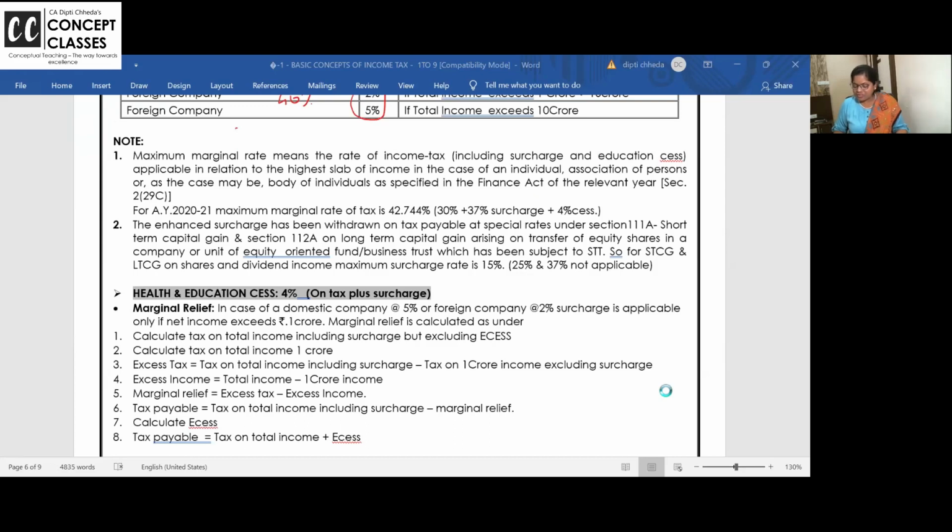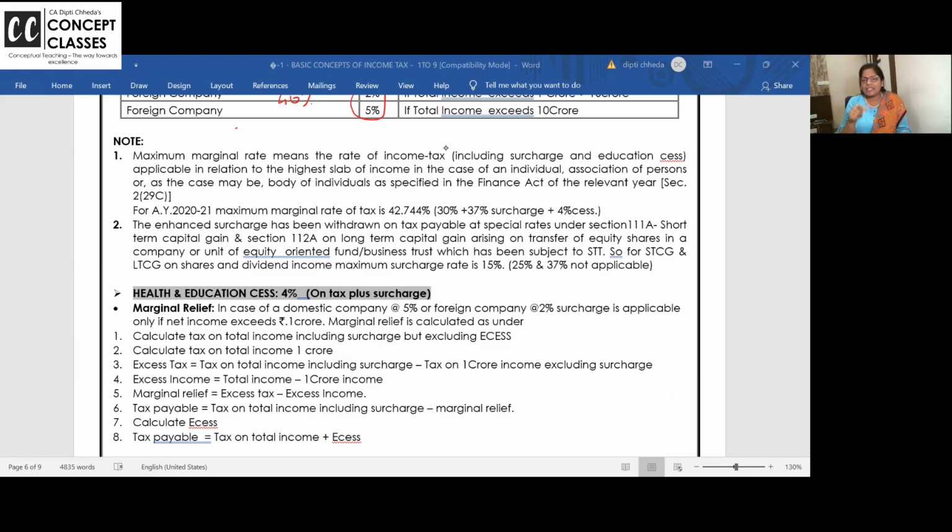Nice question. Do foreign companies get marginal relief if the income just exceeds 1 crore? They have to pay surcharge, for a foreign company at the rate of 2%. Yes, marginal relief is there for everyone. For partnership firm, for company, for foreign company, for Indian company, all.